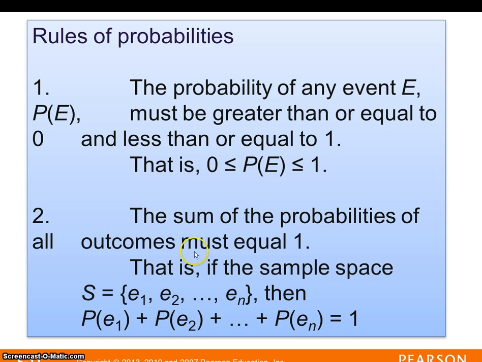The sum of the probabilities of all the outcomes must equal 1, or must equal 100%. So you have to have that the probability of each event in the sample space, when you add them together, is equal to 1. So, if you've got something where you have a 20% chance of one event happening and a 30% chance of another event happening, and then if there's a third event, it should be 50%, right? They all have to add up to 100%.